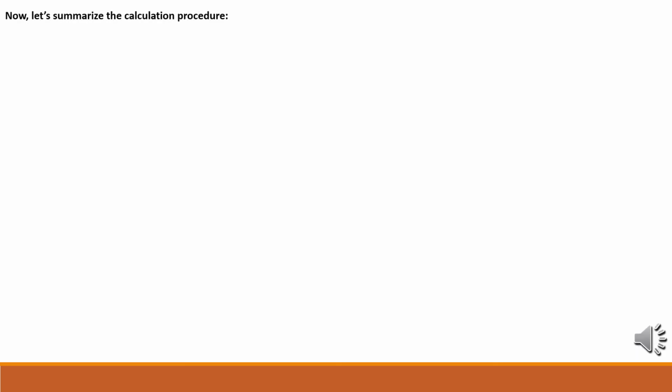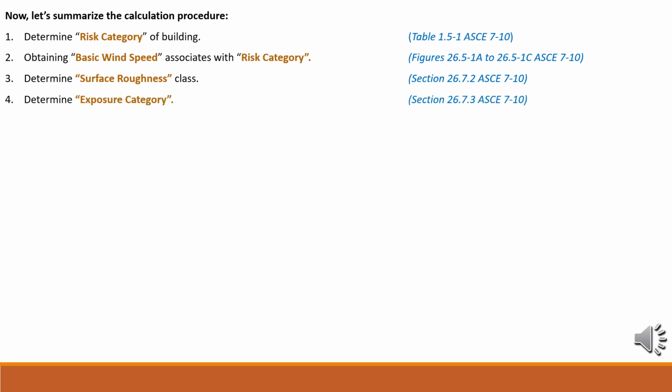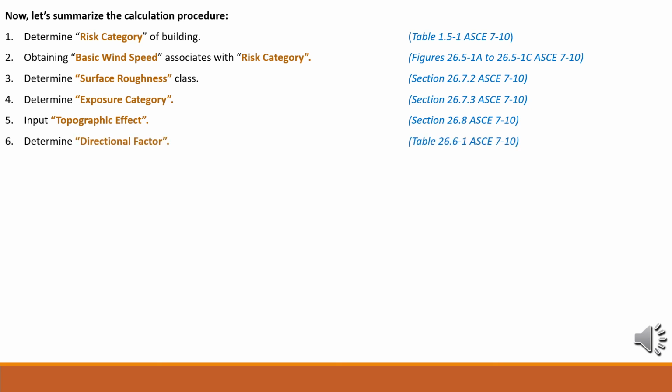Now, let's summarize the calculation procedure. Determine risk category of building. Obtain basic wind speed associated with risk category. Determine surface roughness class. Determine exposure category. Input topographic effect. Determine directional factor.